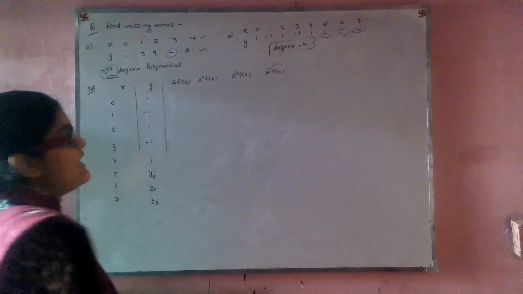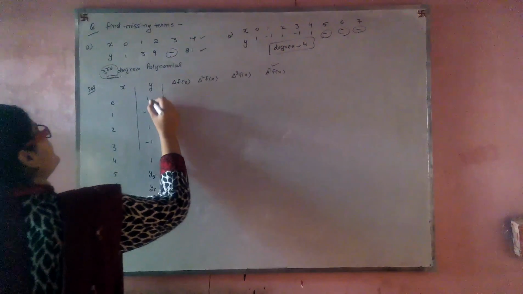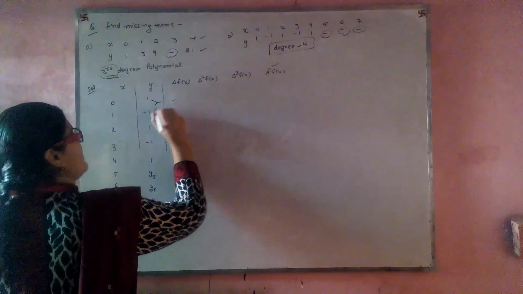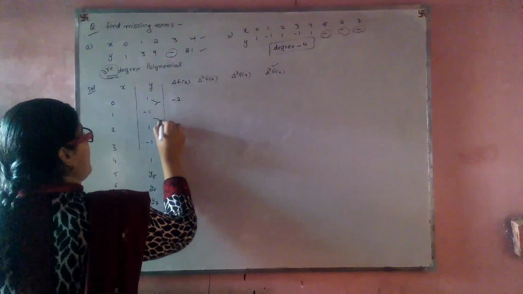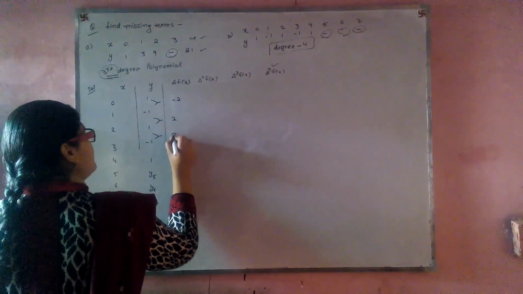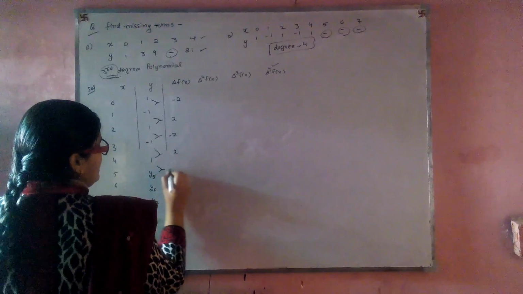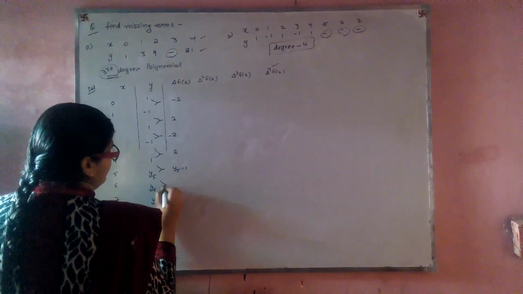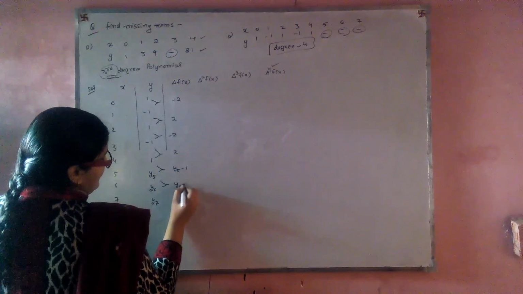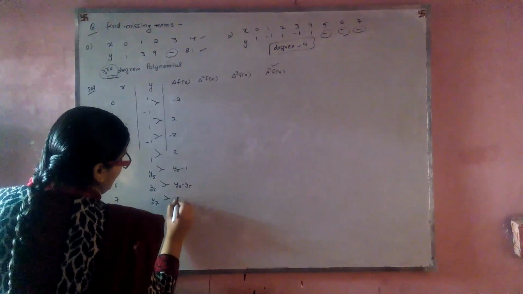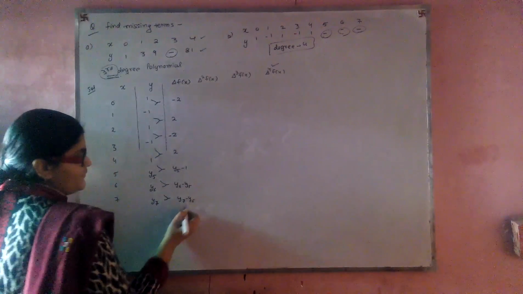Okay. Now delta fx becomes second minus first, that is minus 1 minus 1, minus 2. 1 and 1, 2. Minus 1, minus 1, minus 2. This becomes 1 and 1, 2. This becomes y5 minus 1. This becomes y6 minus y5. This becomes y7 minus y6.